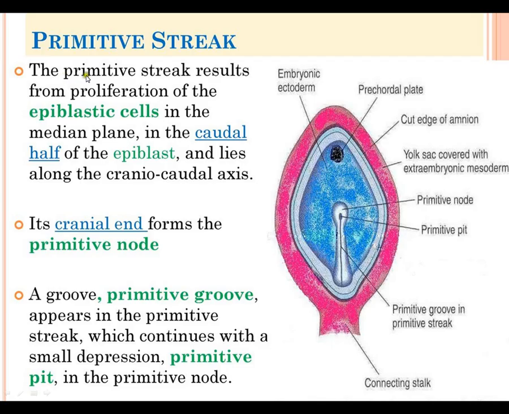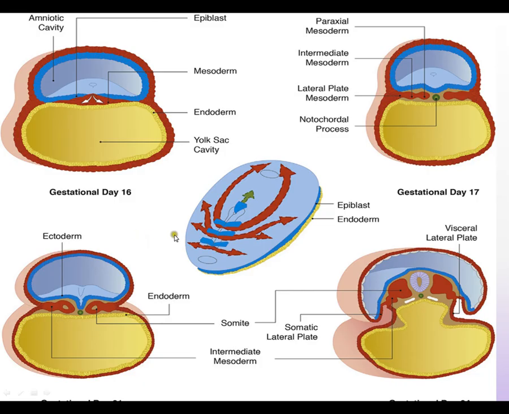So what is a primitive streak? The primitive streak is the proliferation of the epiblastic cells from caudal to cranial, termed the craniocaudal axis, and they also move towards the lateral end. So because of that, the cranial axis is defined, the caudal axis is defined, the lateral part is defined, and the right and the left part is defined.